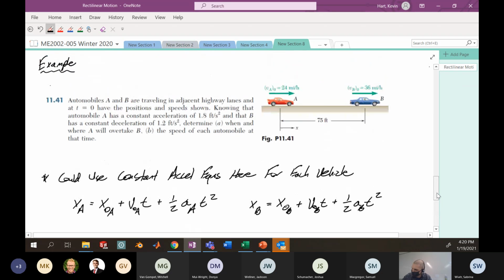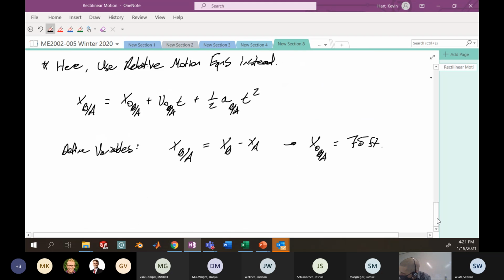Now, in solving this problem, what I'm interested in first is when and where A will overtake B. So what will the position of B relative to A be when car A overtakes car B? 0. So at the time of interest, my position of car B relative to A is going to be 0. They're going to be right on top of each other. I want to know that point when they're overlapped.